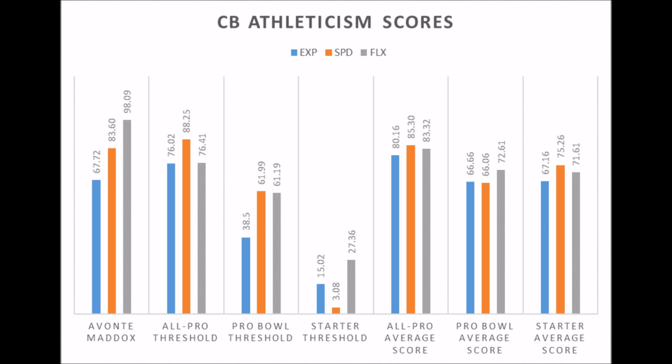Doesn't have elite size, but again, does have very good production and very excellent athleticism traits. I think when it comes to Avonte Maddox, you have a guy who at worst is going to become a long-term starter, and at best can be a multiple Pro Bowl type in the right system, in the right scheme, if he gets a chance to start.